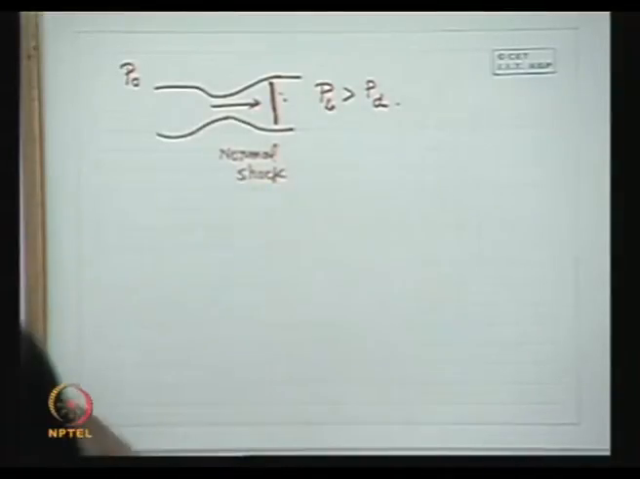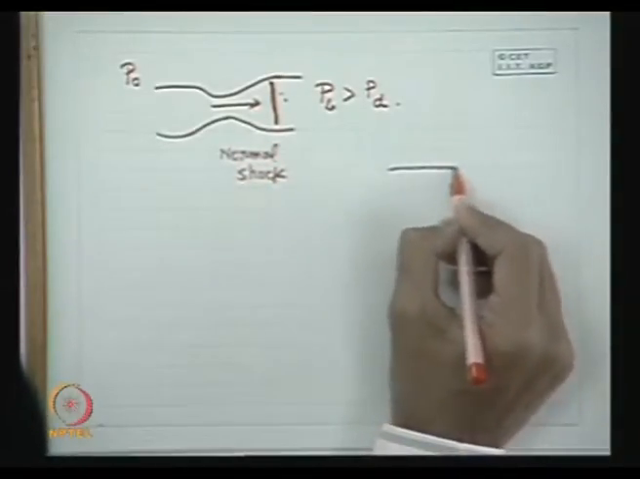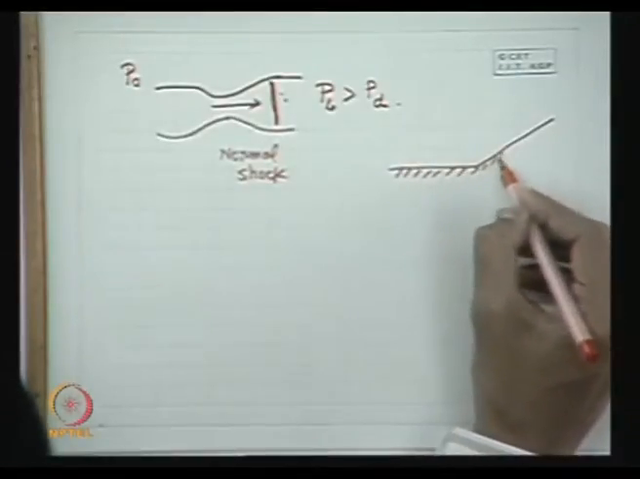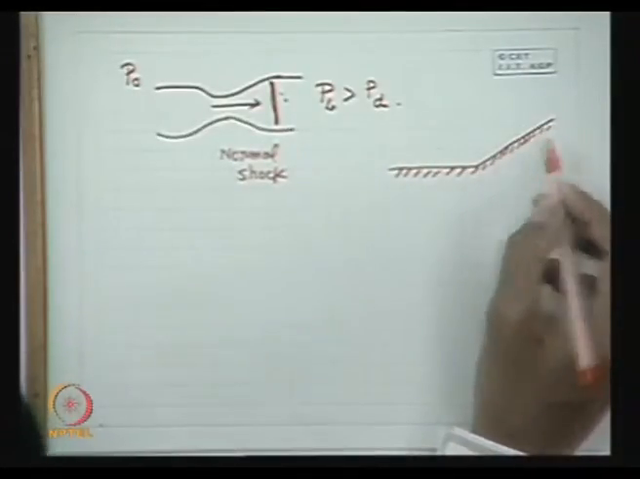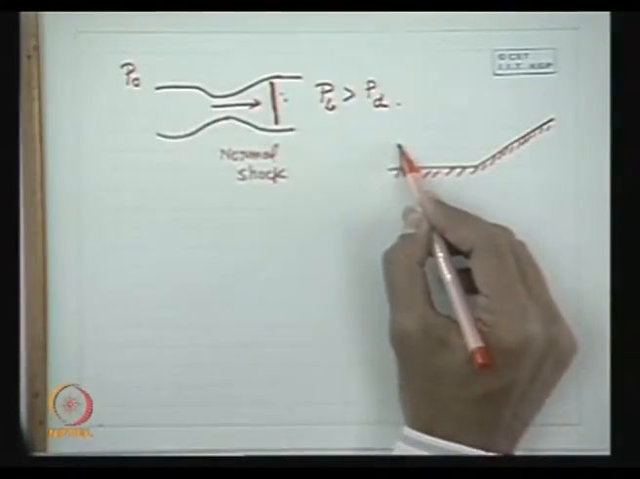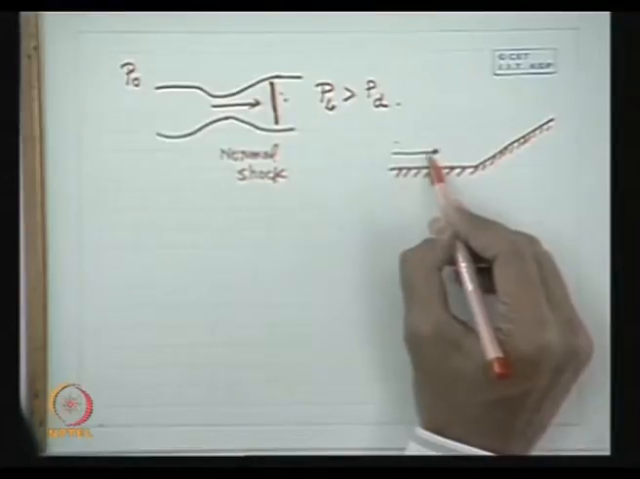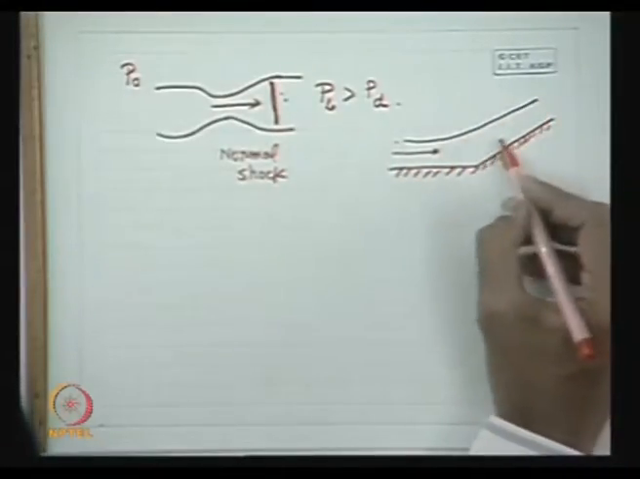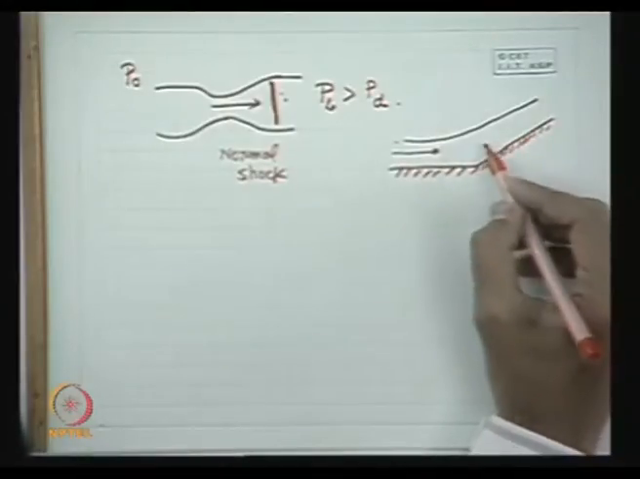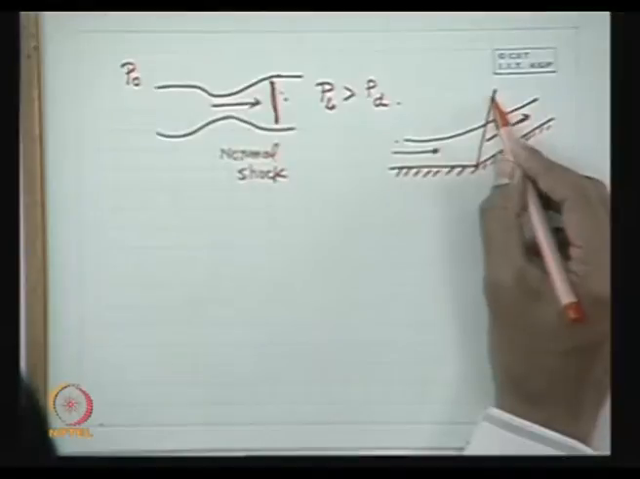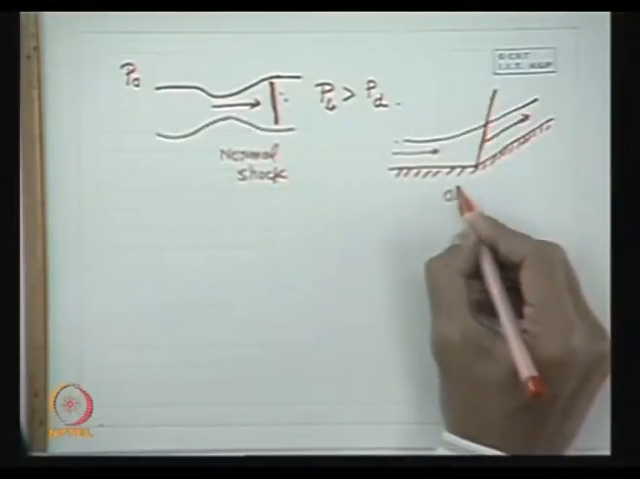Similarly, an oblique shock can be seen in case of flow past a body. Shock can occur in case of both flow through a duct and flow past a body, past a surface like that, where the flow takes place in this direction. Let us consider these stream lines like this. The flow takes place, then an oblique shock may occur like that. So the direction of flow is like this, and the shock front is oblique. So it is an oblique shock.